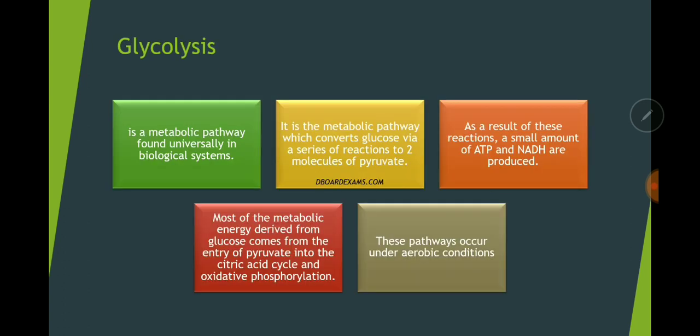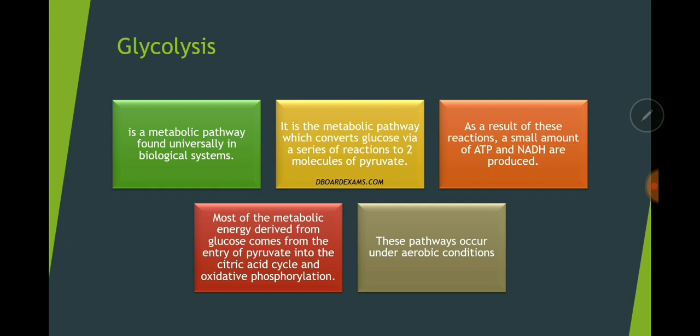Now let's look at some of the glycolysis in detail. Okay, and these are the main points, the things that you have to know. Okay, the basics that you're supposed to know about glycolysis and energy production. So glycolysis is the metabolic pathway which is found universally in biological systems. Okay, so for a biological system to produce energy, the glucose has to undergo glycolysis.